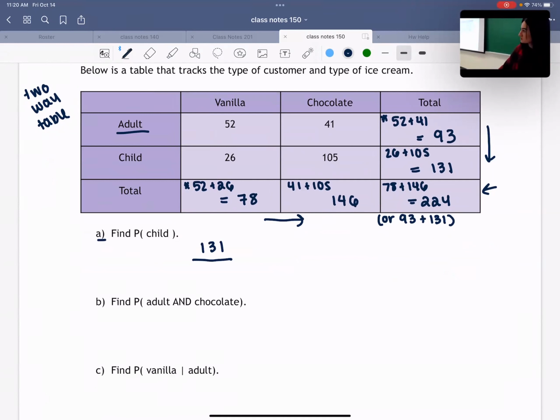Yeah, we're interested in selecting someone and it happening to be a child, right? So we should have the total number of children up top. So this is child. What should go on bottom? The entire total, right? If I were to do this experiment, I want to find the probability of selecting a child out of the entire population. 224 goes on the bottom. So this is the total number of people. Okay, once you're here, I don't really expect you to simplify the fraction. If you want to, you can, but I'm really simple and I like to just keep that fraction by itself.